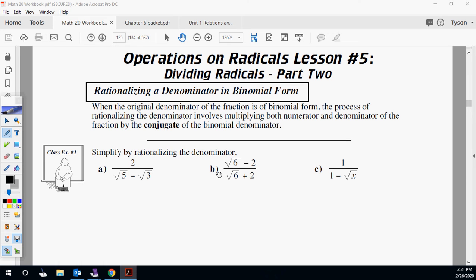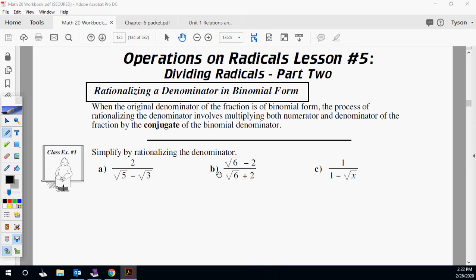So our last lesson for radicals is Dividing Radicals Part 2, where we focus on rationalizing with a denominator that's a binomial, which makes things a little more difficult. So we have two things down here. We have to figure out how to rationalize that. What's the purpose of rationalizing again? Why did we rationalize?